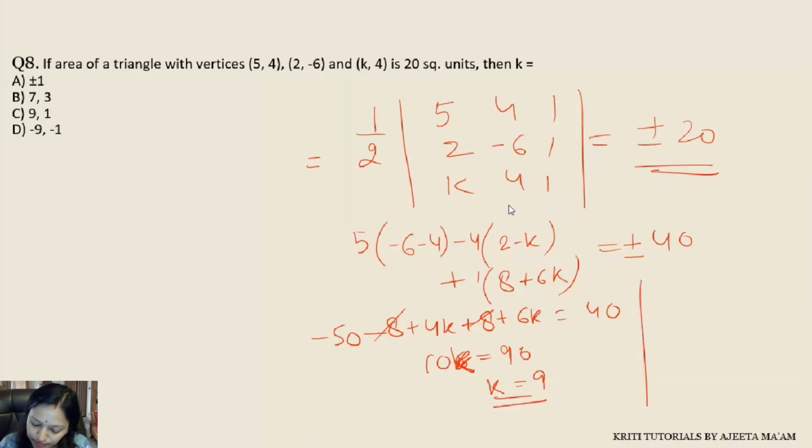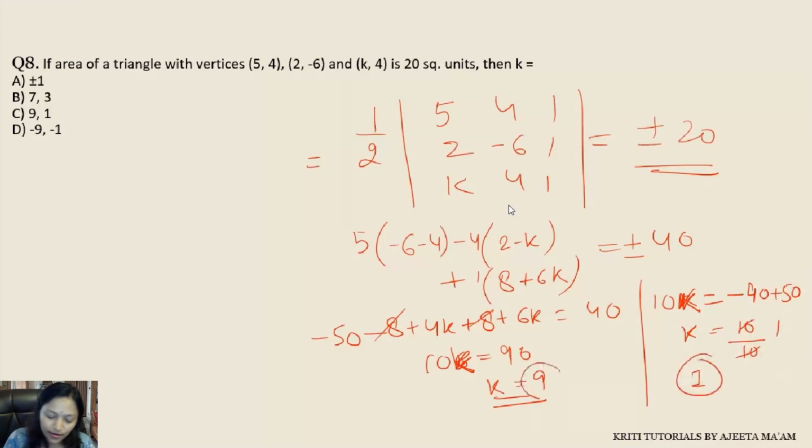So what do you get? 10k is equal to 10. So what's your answer? 1. Correct? So your answer is 1. So 9 and 1, two values are possible. C, 9 and 1. Why plus minus 20? Because we always take the absolute value. So plus minus 20 is important. Okay. Now let's go with the next.